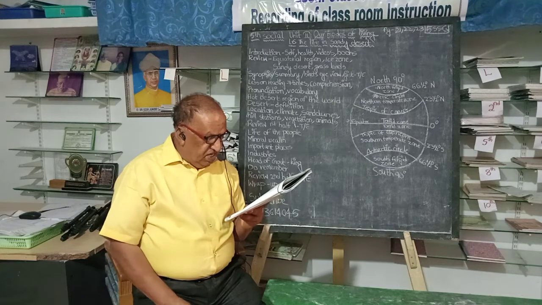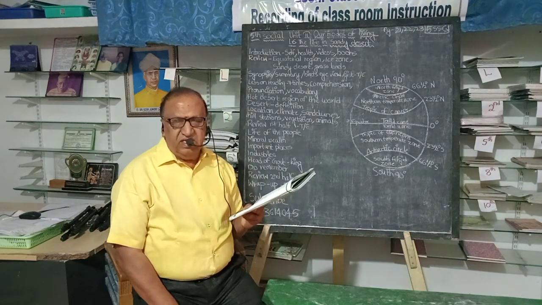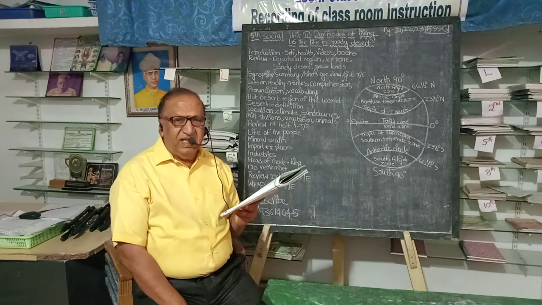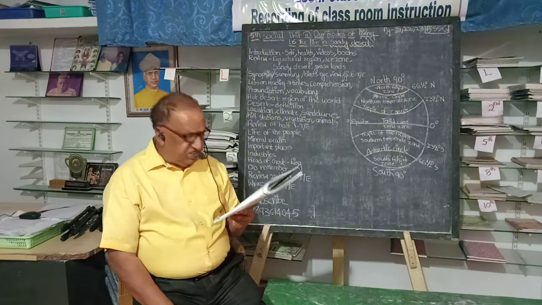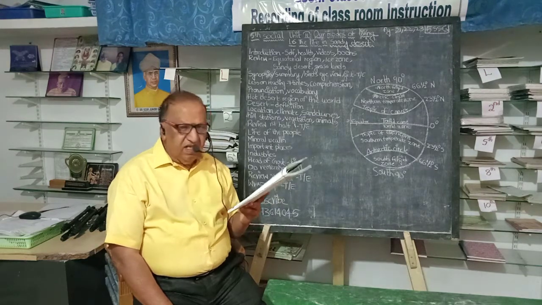With all these things, Saudi Arabia has become one of the richest countries in the world. ఇవన్నీ improvements వల్ల it became one of the richest countries in the world. It is an Islamic country. Islam అనగా Islam మతం.